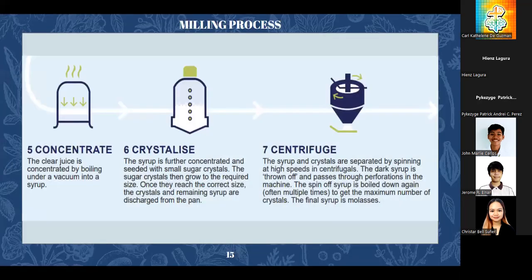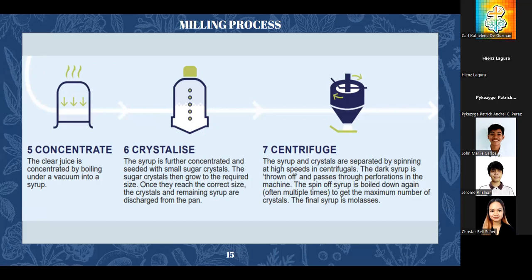Next po is concentrate. The clear juice is concentrated by boiling under a vacuum into a syrup. After po nun is crystallize. The syrup is further concentrated and seeded with small sugar crystals. The sugar crystals then grow to the required size. Once they reach the correct size, the crystals and remaining syrup are discharged from the pan.